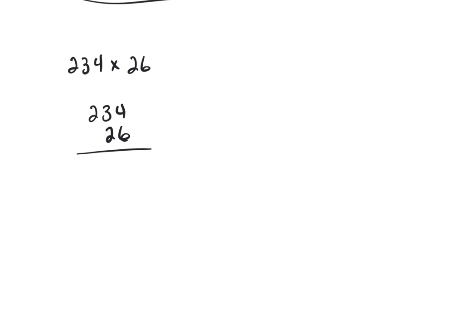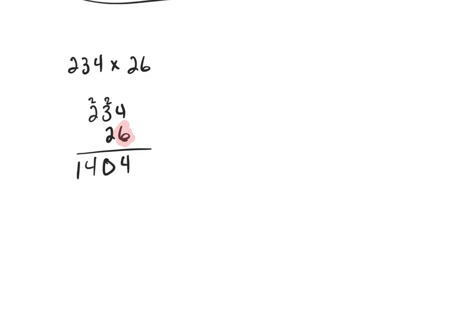And once you draw the line, then what we do is we start by multiplying everything through by the 6. So we'd multiply 6 times 4. 6 times 4 is 24, carry a 2. Then 6 times 3 is 18 plus the 2. And then 6 times 2 plus the 2 is 14.